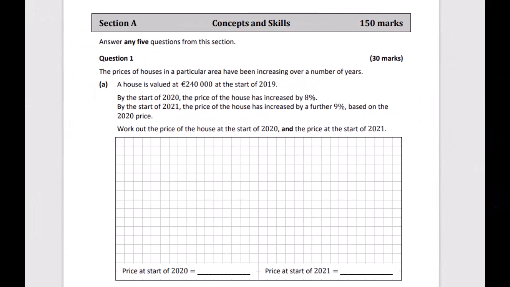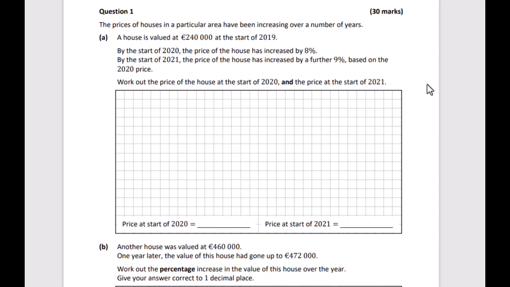Okay, so this is the 2023 Ordinary Level Maths Paper 1. This is question 1. The prices of houses in a particular area have been increased over a number of years. A house is valued at 240,000 at the start of 2019. By the start of 2020, a year later, the price of the house has increased by 8%.